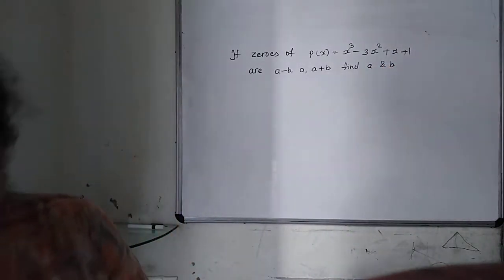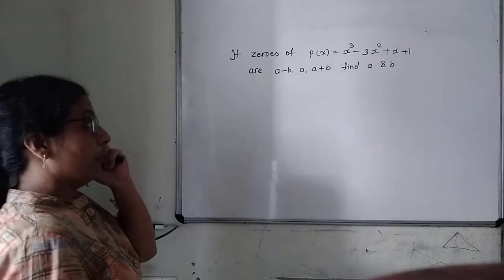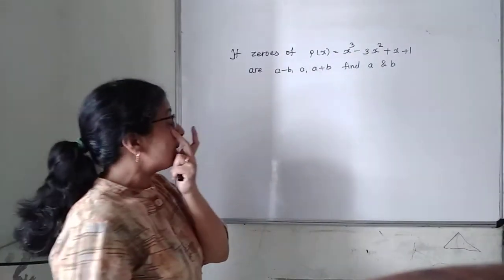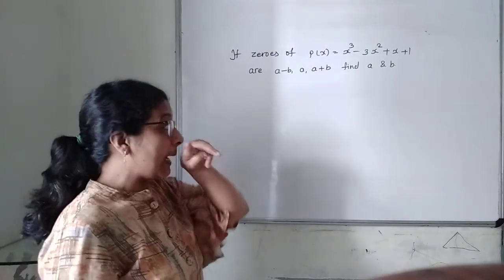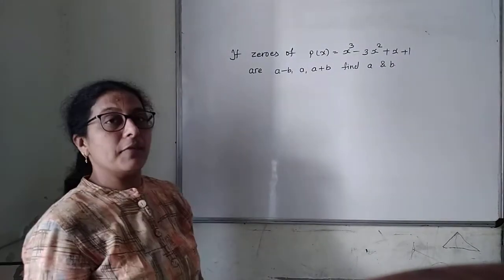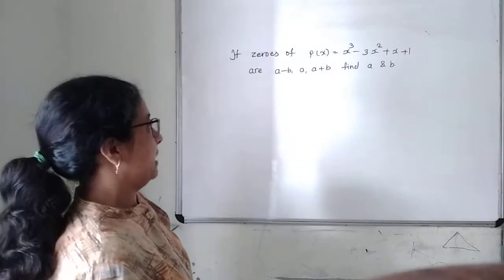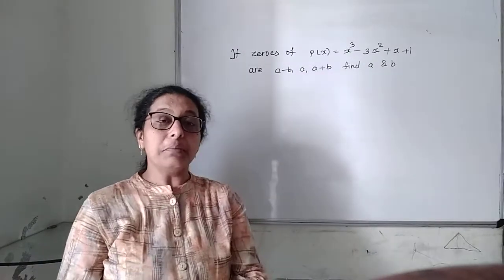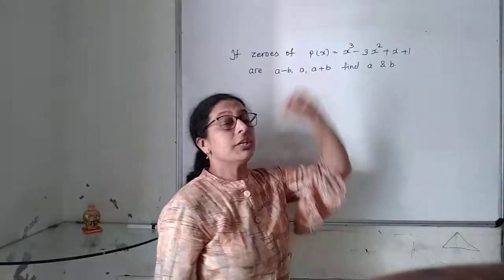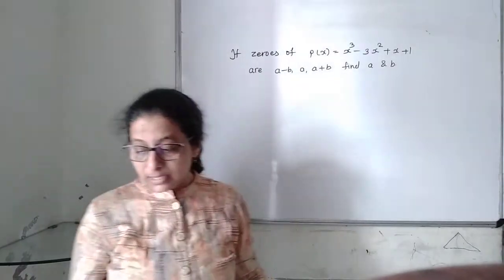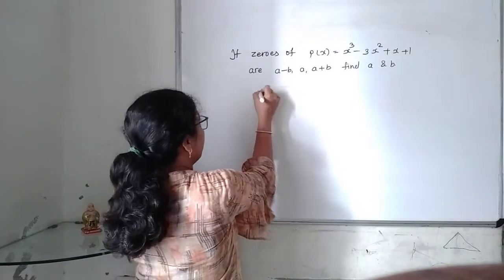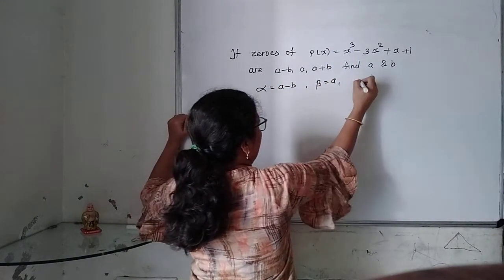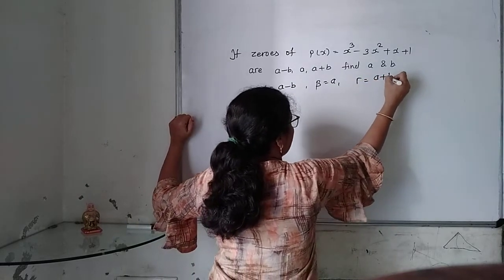Here is the next given sum. Zeros of this polynomial. It is a cubic polynomial, right? Its zeros are given as a minus b, a and a plus b, and you have to find the values of a and b. So first of all, recall the relation between the zeros and the coefficients of a cubic polynomial. So here the three zeros are given, that is alpha is a minus b, beta is a and gamma is a plus b.